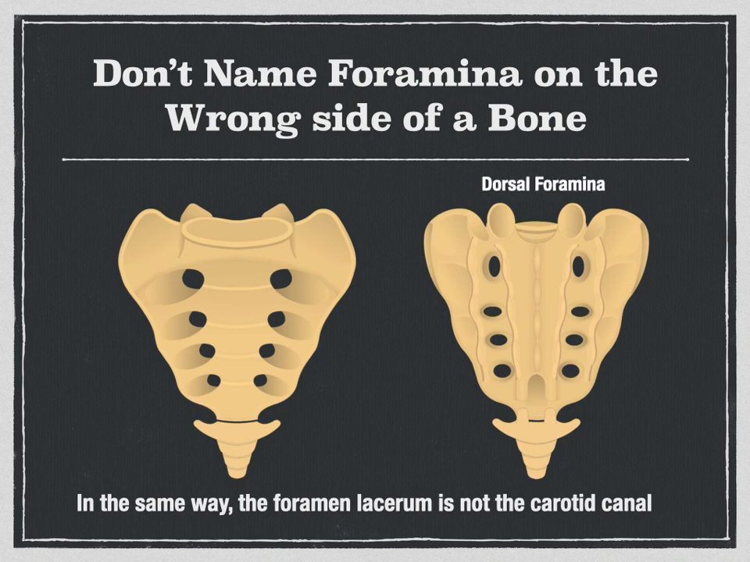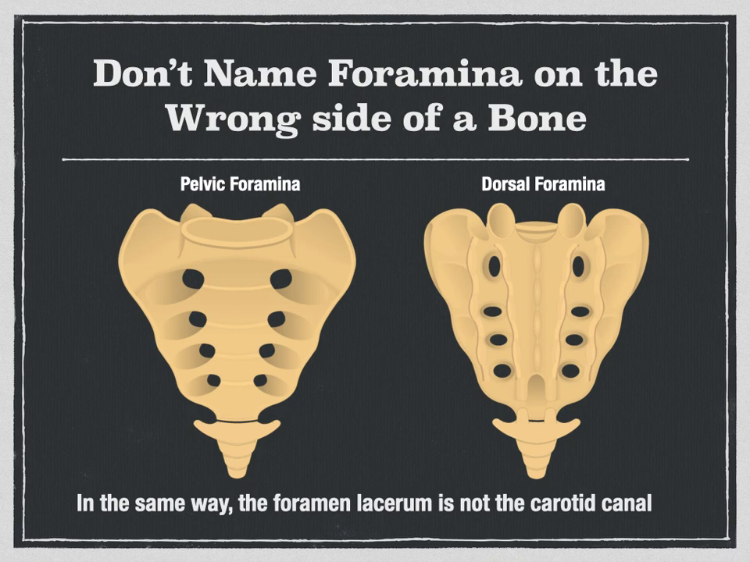On the posterior side, we call these holes the dorsal foramina, and on the anterior side, we call these the pelvic foramina. Well, they're lined up. They're straight in line with one another. You can see all the way through the sacrum here, but they are separate holes. You can especially see this on the posterior aspect.